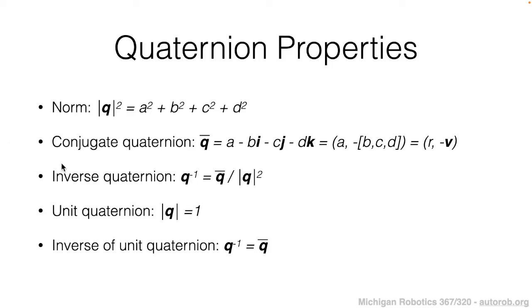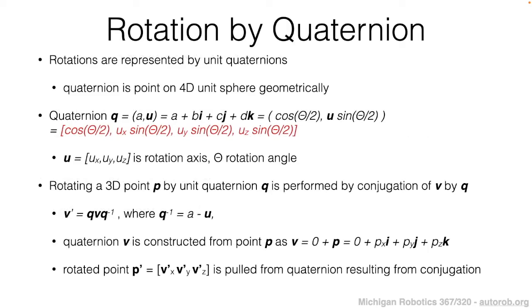We can take what's called the conjugate quaternion by negating the imaginary components of the quaternion. We can take an inverse quaternion as shown here. So we take the conjugate and divide by the norm squared. We can then define a unit quaternion as any quaternion with length 1. And so as a result of this definition, we can observe that the inverse of a unit quaternion is simply the conjugate quaternion.